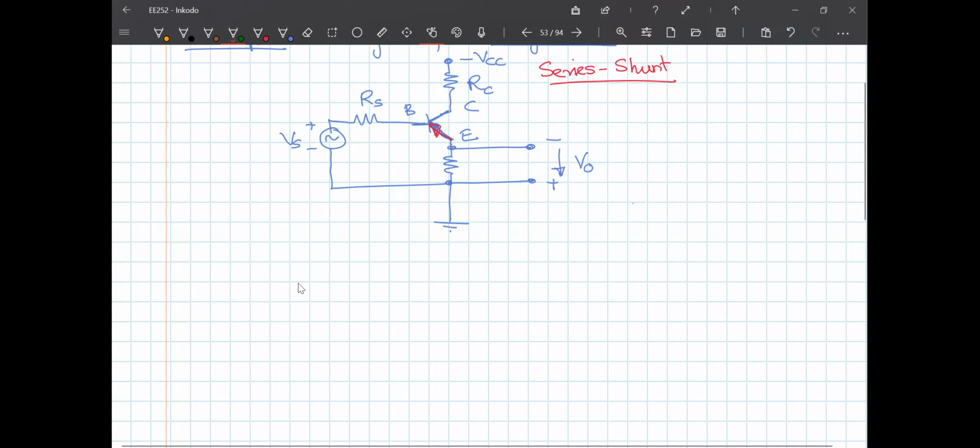The first step in analyzing any feedback network is step 1. Step 1 is identify the topology, which we already have done. Identify the topology.